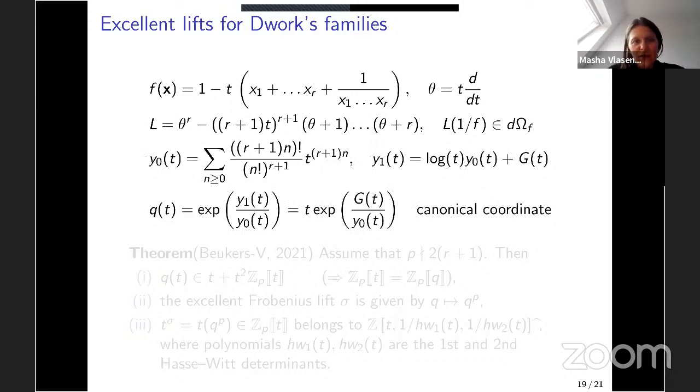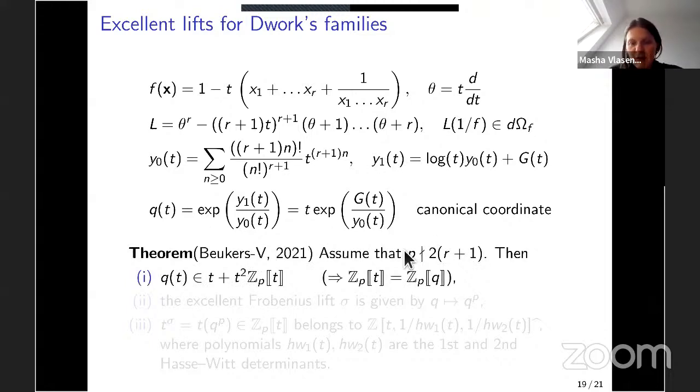So I just remind you that we have this Picard-Fuchs differential operator, and we have two solutions to it, y0 and y1, and the canonical coordinate q. Then when p does not divide 2r plus 1, firstly, the canonical coordinate is p-integral for every p that does not divide 2r plus 1. Note that the canonical coordinate has no p in its definition. So this is a statement that the canonical coordinate can only have primes in the denominators of coefficients which divide 2r plus 1. It's p-integral for almost all primes p.